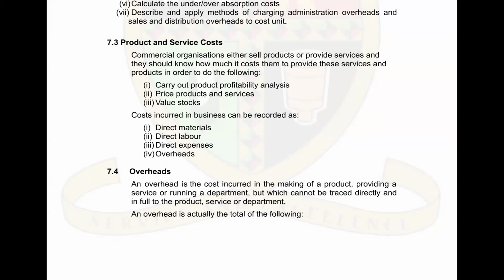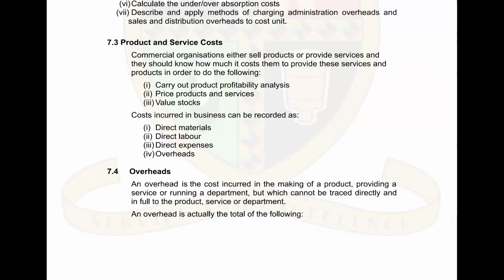Indirect labor, for example: the salaries for the managers, the supervisors, those general workers, among others. Those salaries are paid for labor that we cannot directly attribute to the product. That's indirect labor. You can still have indirect material: material costs that you incur for materials that you cannot really directly attribute to the product or service.